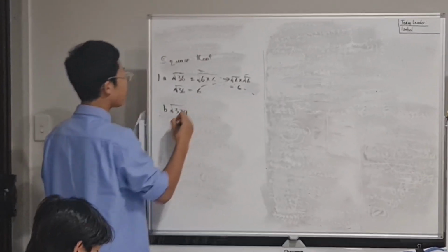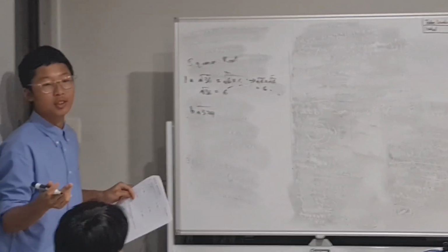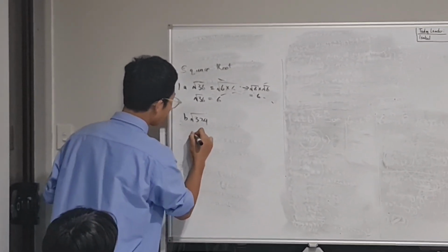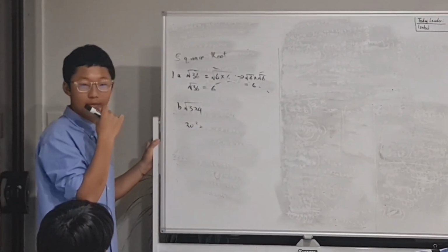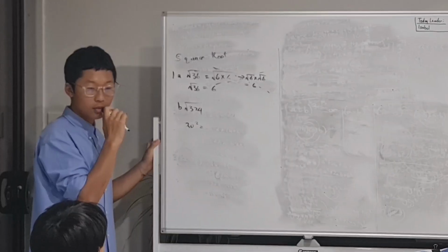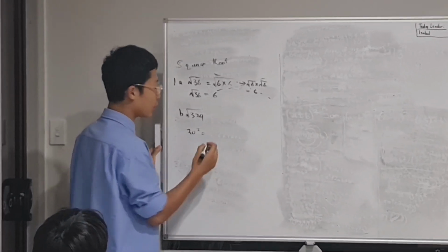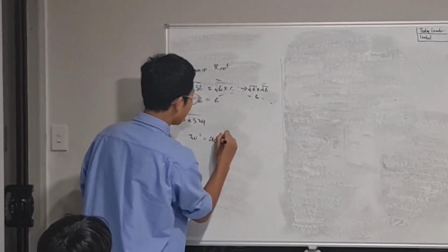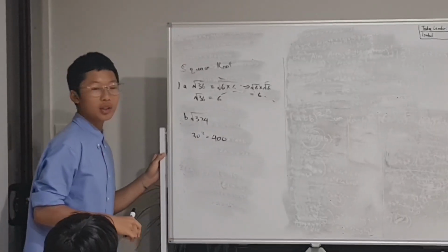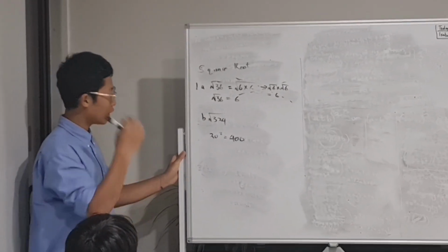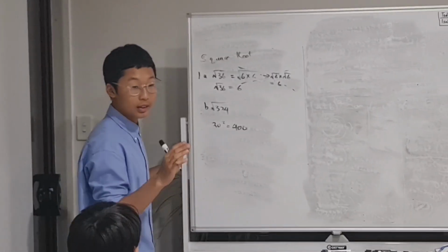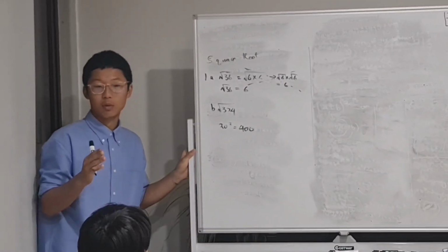B is the square root of 324. So first of all, let's use a guess and check method. What is 20 squared? 400, because 20 times 20 is 400. So is 20 squared bigger than 324, yes or no? It's bigger. So this is one way you can easily find square roots.